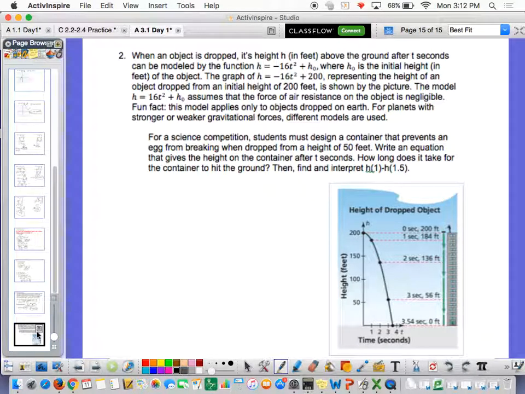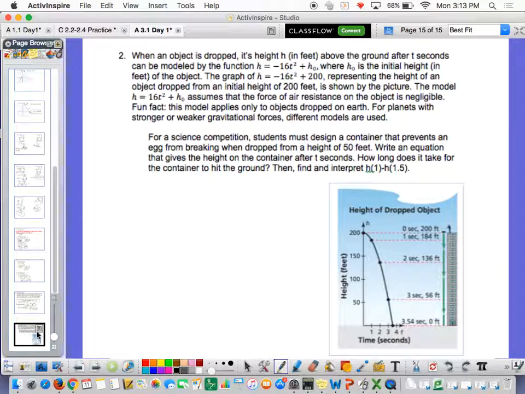When an object is dropped, its height in feet above the ground after t seconds can be modeled by this function here, where h sub 0 is the initial height in feet. The graph of h equals negative 16t squared plus 200 represents the height of an object dropped from an initial height of 200 feet, as shown in this picture. So for whatever reason, this guy's dropping something off this building at 200 feet tall.